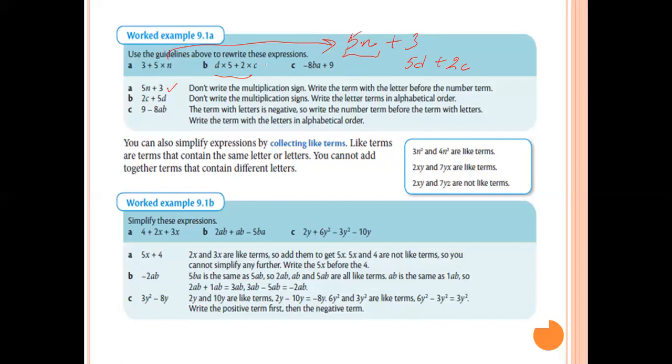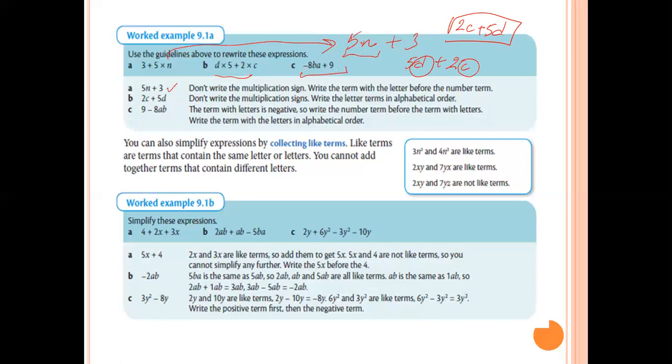And what were the rules? Right, first of all, alphabetical order. Which one comes first in the alphabet? Of course, C. Our coefficient is less than 5, but that's not important. What's important is the alphabetical order. That's why 2C plus 5D. As you see, also don't write the multiplication signs. Write the letter terms in alphabetical order.